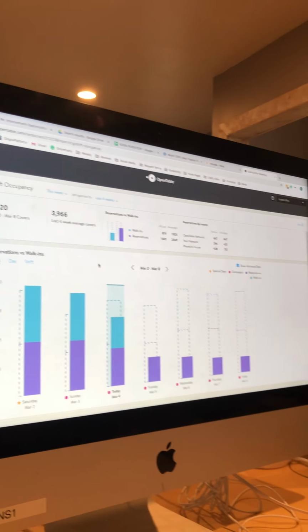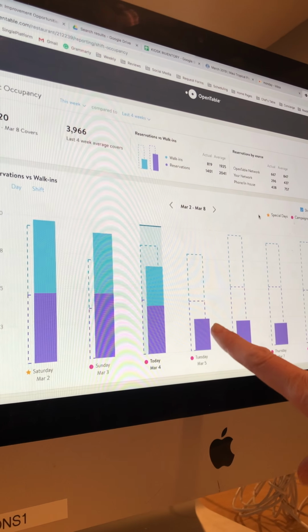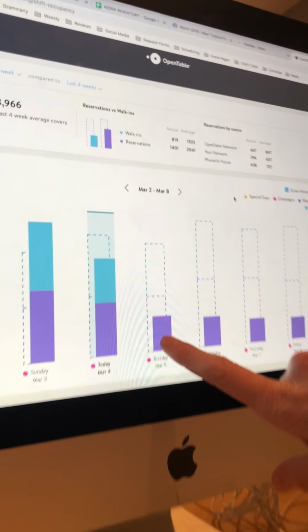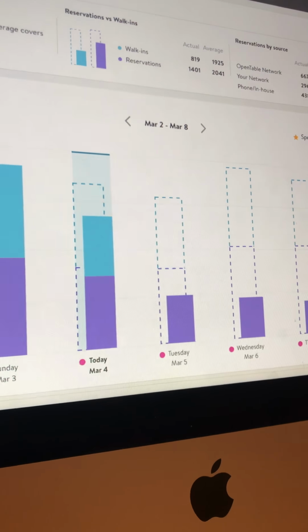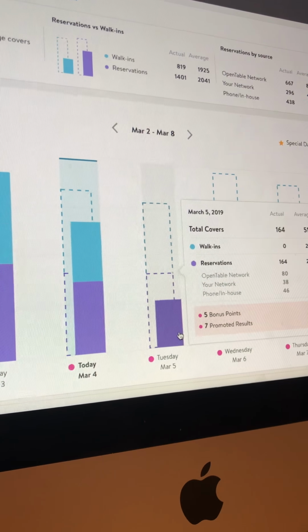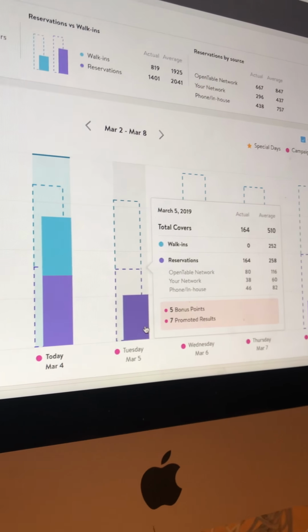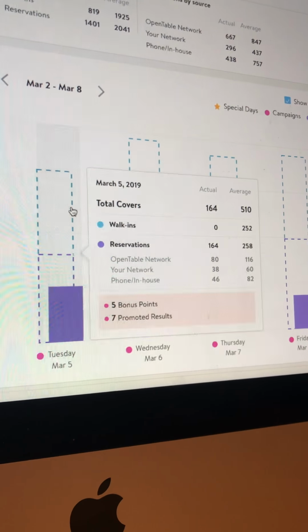And we're going to take a look at first our shift occupancy. So this is showing us how many covers are guaranteed right now. The purple is the reservations. And then the dotted lines are showing us what OpenTable is forecasting we will do based on market trends and our own growth that the system has seen us experience.